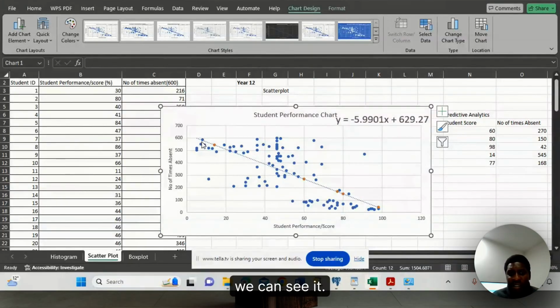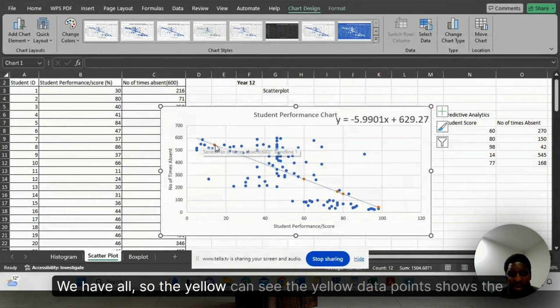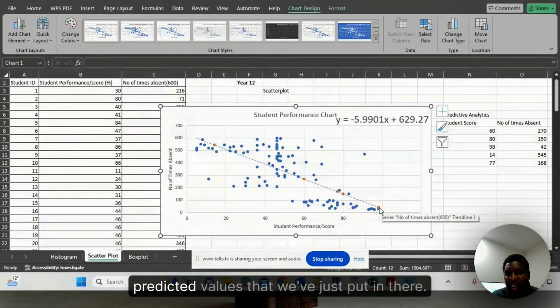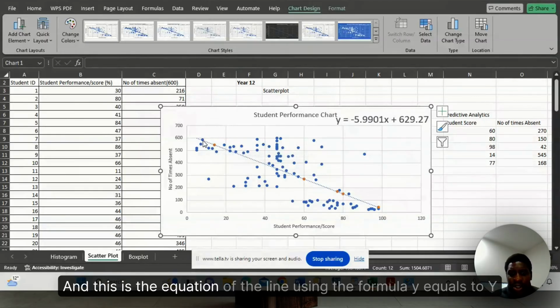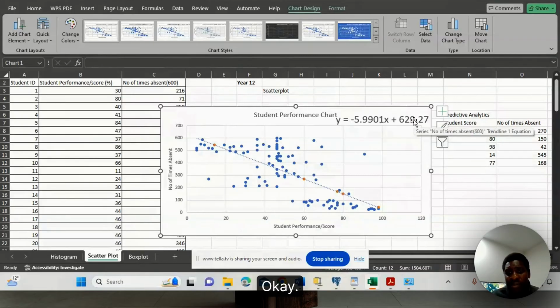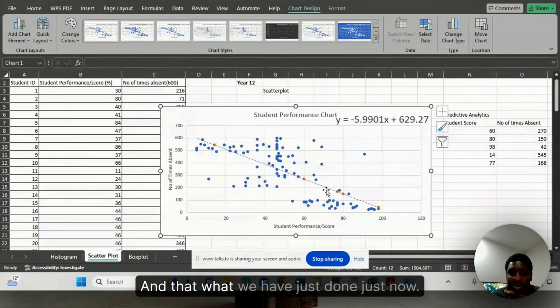Yeah, we can see it. The yellow data points show the predicted values that we've just put in there, and this is the equation of the line using the formula y equals ax plus b. That's what we have just done.